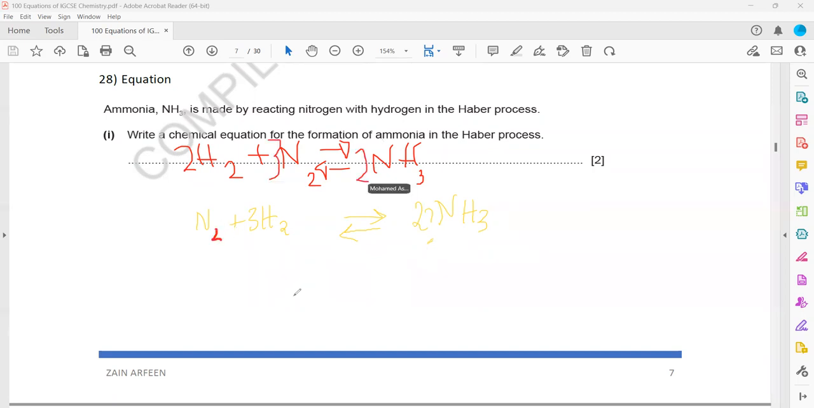So the balanced equation is N2 plus 3H2 gives 2NH3. And you have to learn the reaction conditions, the temperature at which this reaction is carried out. Like iron is used as a catalyst, 450 degrees Celsius, and we use around 200 atm.